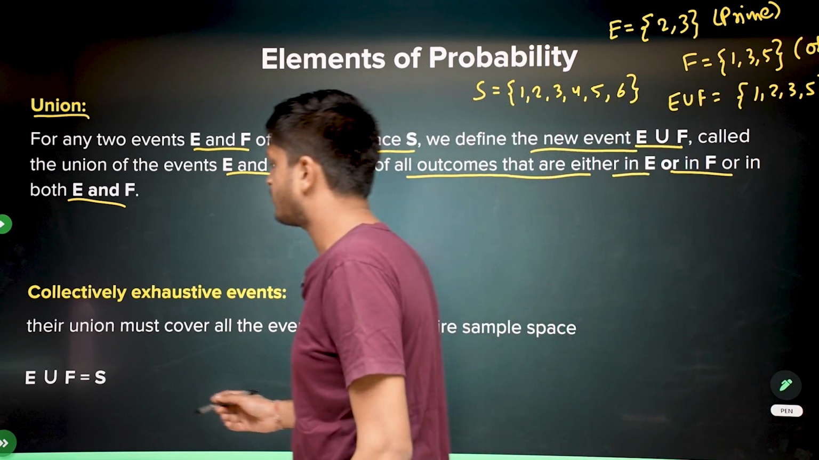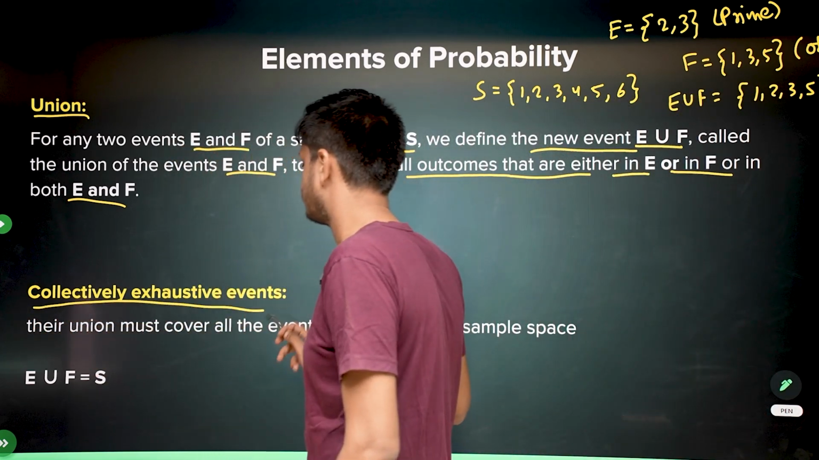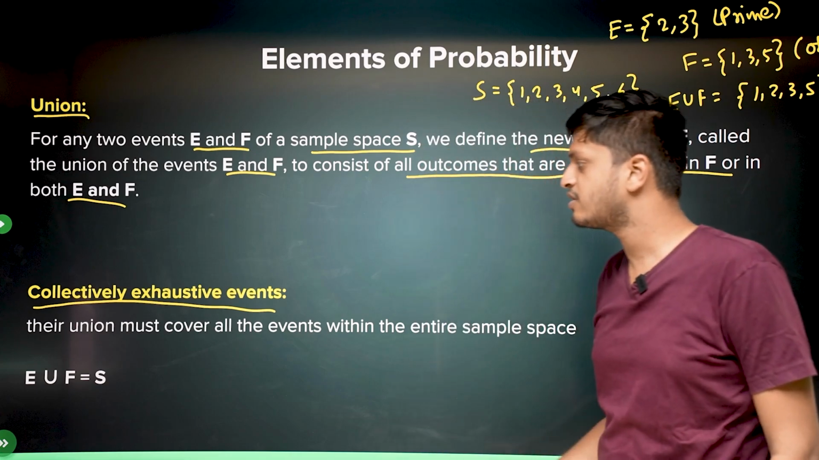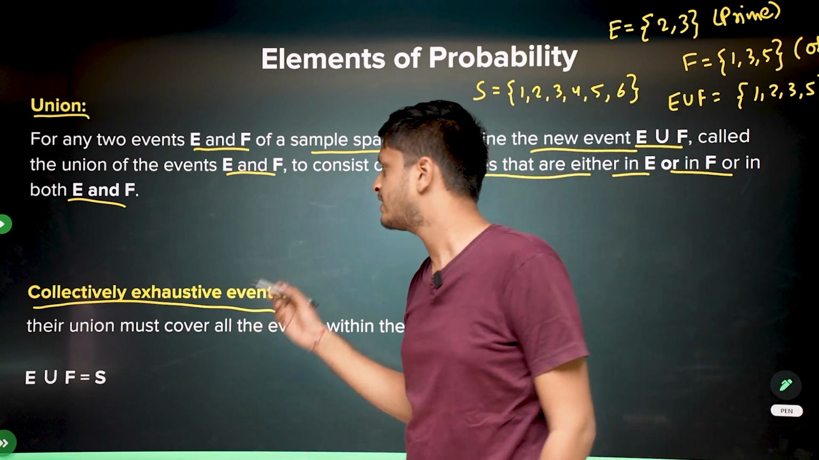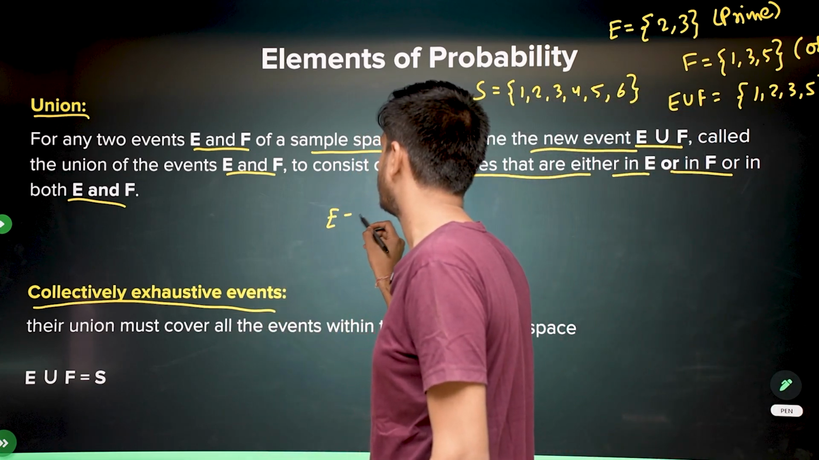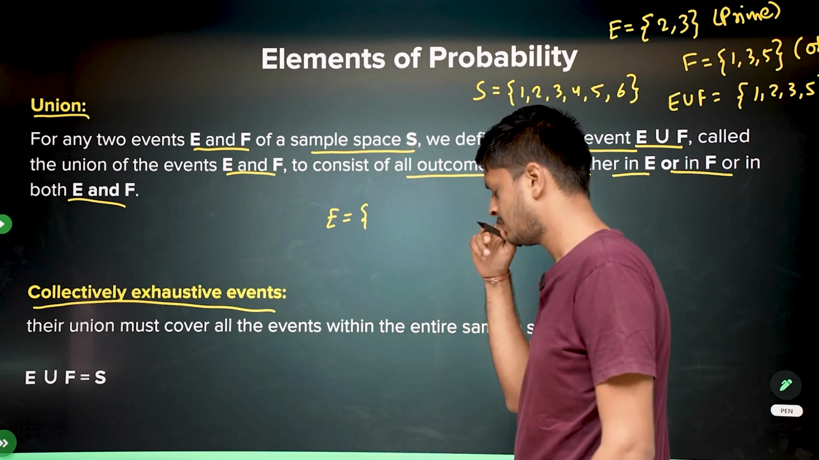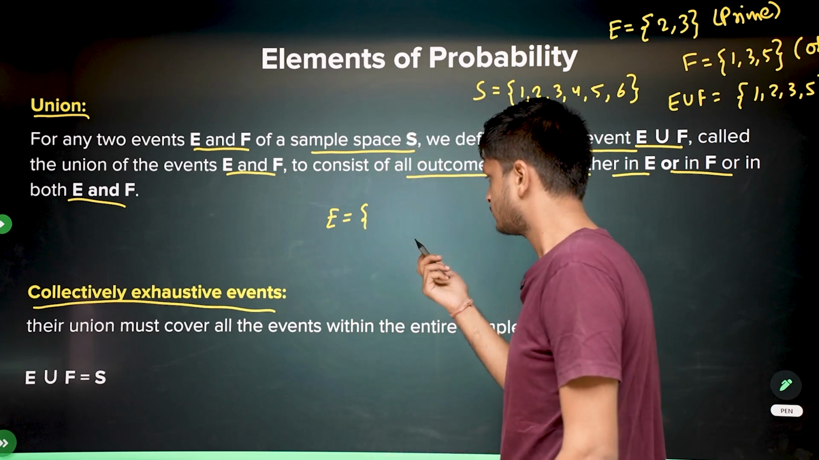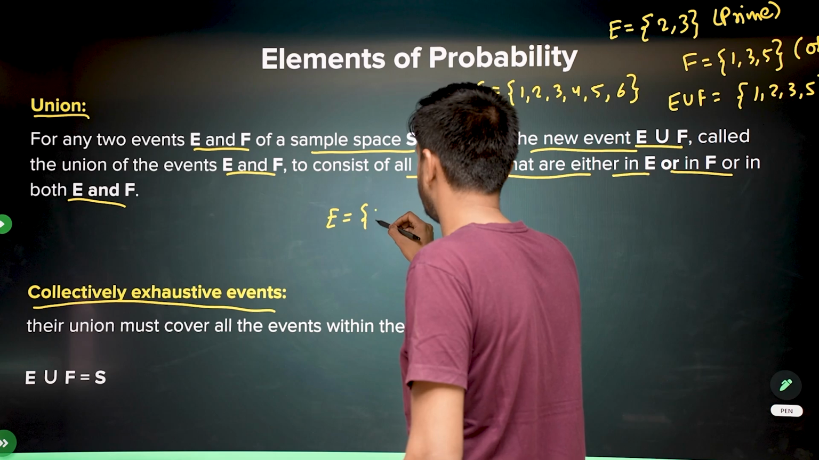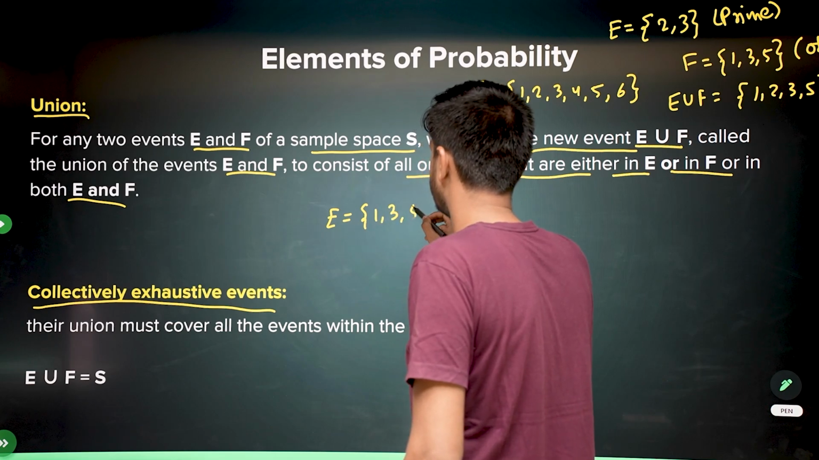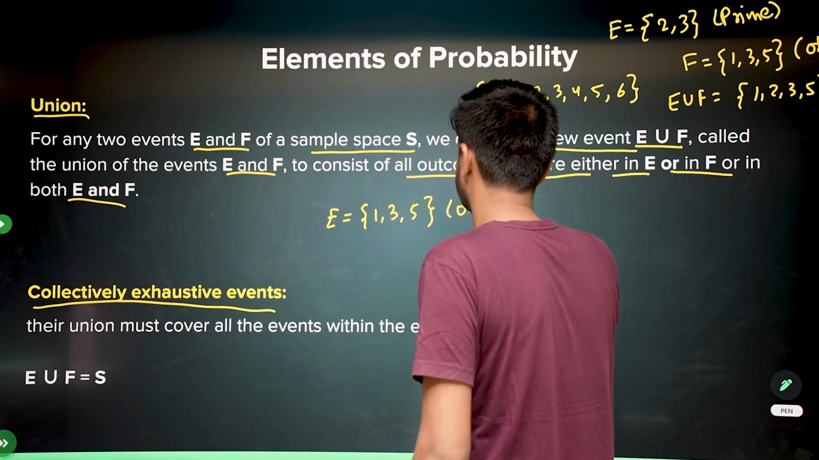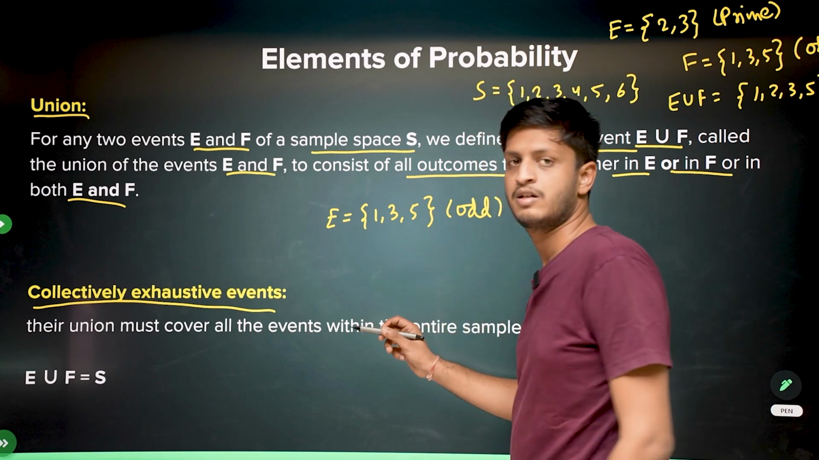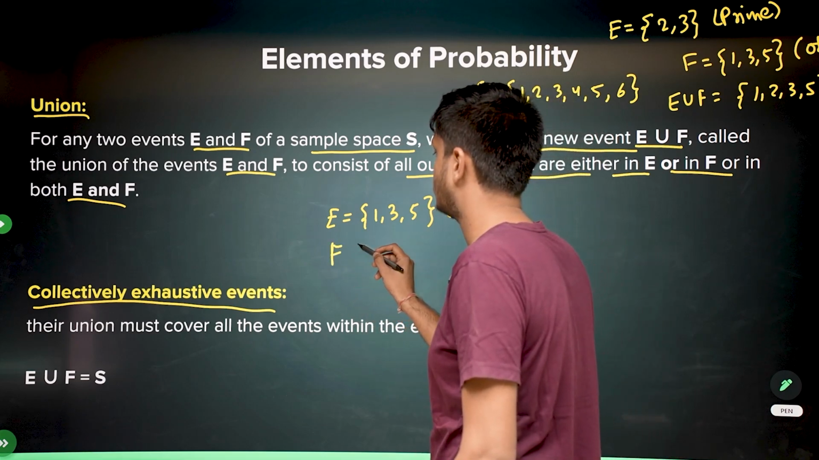So now there is a notion of collectively exhaustive events. Exhaustive means what? So let's say there are 2 events E and F. In rolling a die, let's say one event is getting an even number or odd number. Okay, and another event is getting an even number.